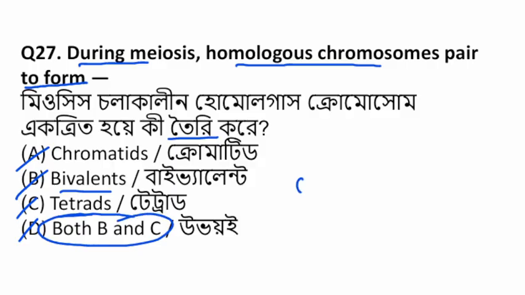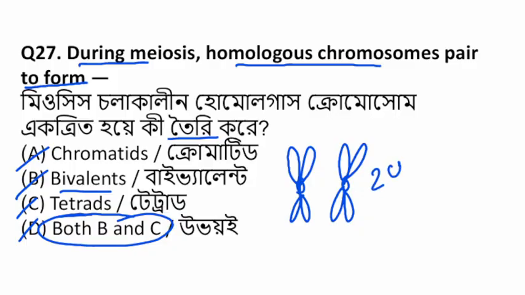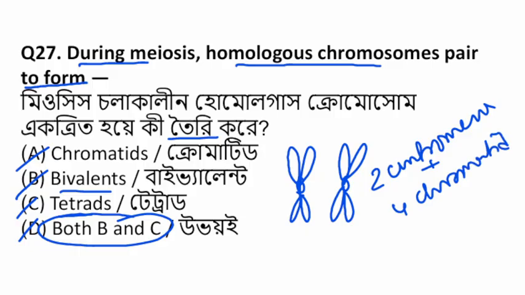So the basic arrangement is like this. There will be two centromeres having 4 chromatids, 2 centromeres plus 4 chromatids. This is known as tetrad or also called bivalent.